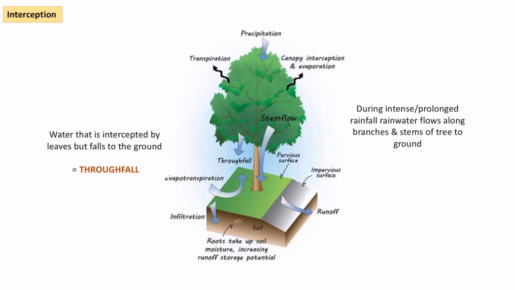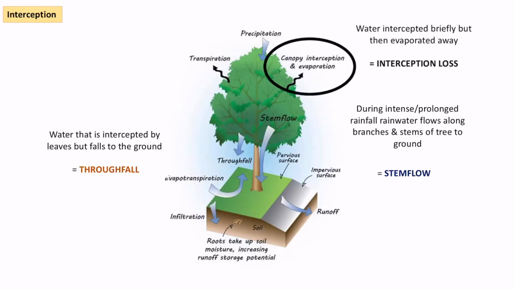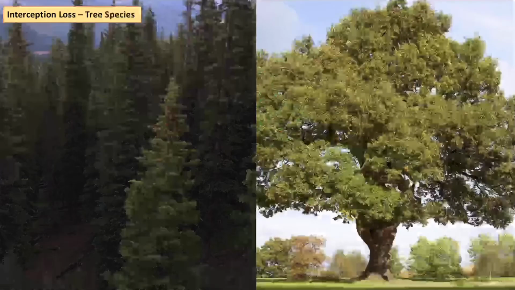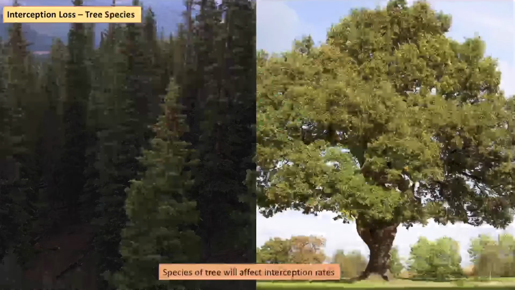of the tree. The most important one I want to consider at the moment, though, is where we have got water that actually gets intercepted but then gets evaporated away pretty quickly. And that's what we call interception loss. And so I'm going to look in a bit more detail at the factors that alter rates of interception loss. One of them is tree species.